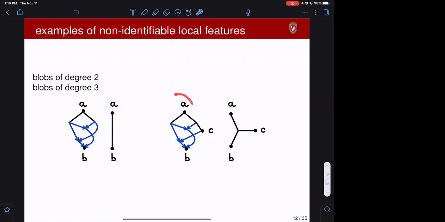And same thing for a blob of degree 3. So if I only have 3 boundary nodes, here gamma is also 1 between each pair of boundary nodes, and I can always match the distances by distances on a small tree structure. So the blobs of degree 3 are not identifiable. These smaller structures within bigger blobs are not identifiable.